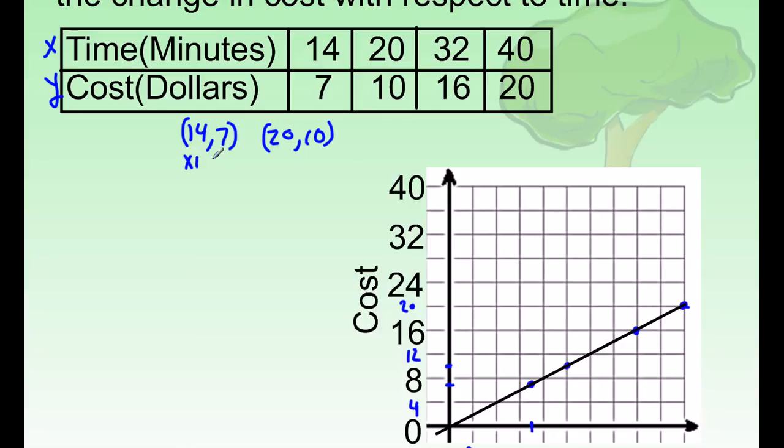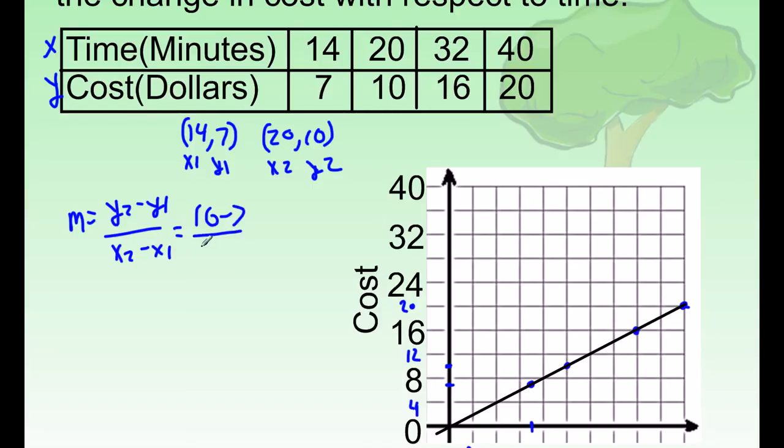So x1, y1, x2, y2. So my slope formula, hopefully you're starting to remember it by now, gives me 10 minus 7 over 20 minus 14. That's a 3. That's a 6. Simplifies down to 1/2. Okay, so the slope here is 1/2. That's the slope of this line. It's 1/2.